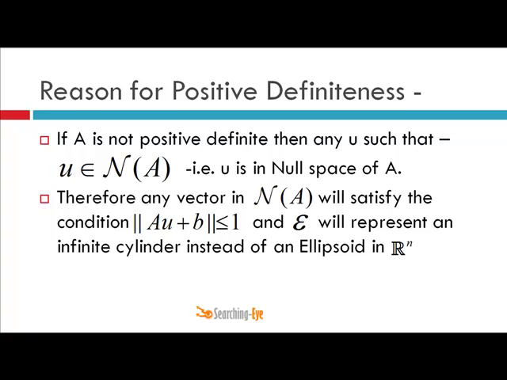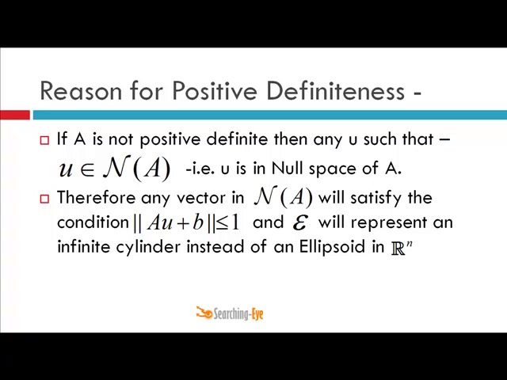For positive definiteness of the A matrix: if A is not positive definite, then any vector U in the null space of A, for which A of U is 0, means E will represent an infinite cylinder instead of representing an ellipsoid in n dimensions.